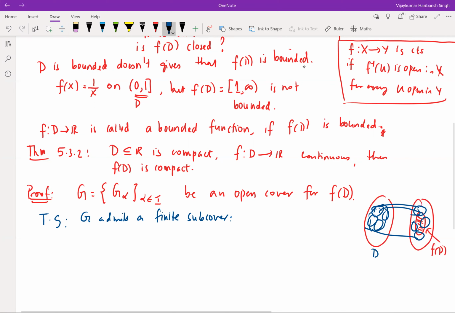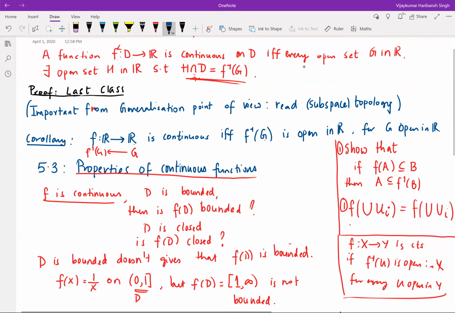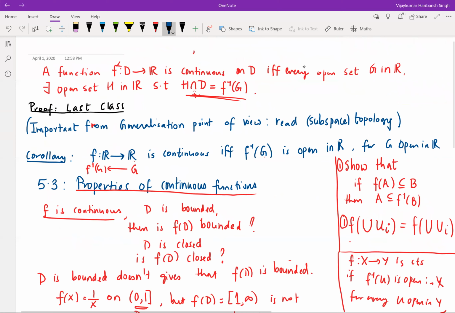Now, since f from D to R is continuous, we'll use the property of continuous functions that if you take an open set, you can pull it back to an open set H. So if you take a continuous function f from D to R, then for every open set in R you can pull it back. If you take f inverse of G, it will be D intersection some open set in R.